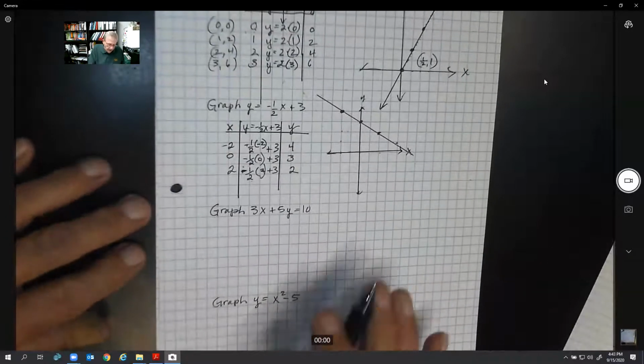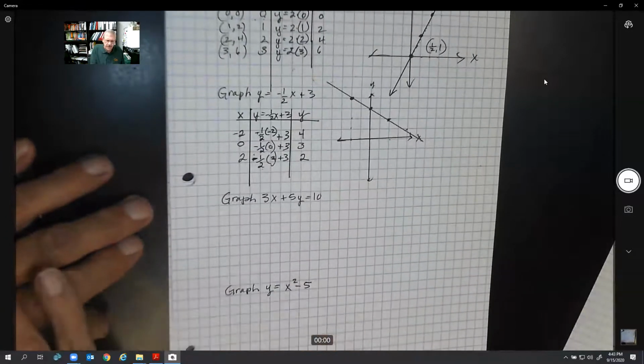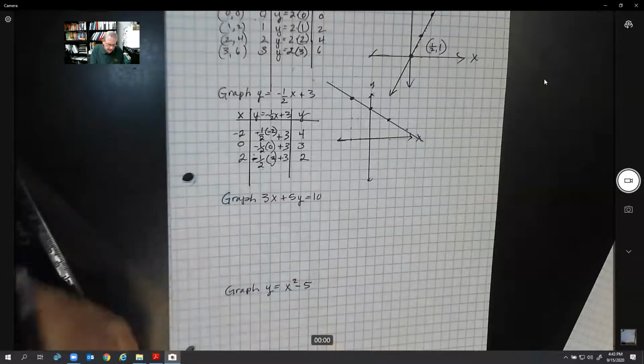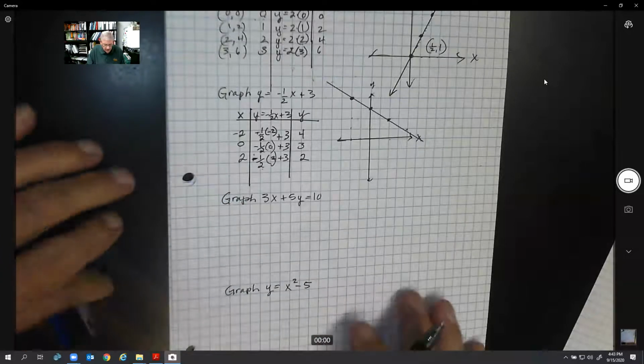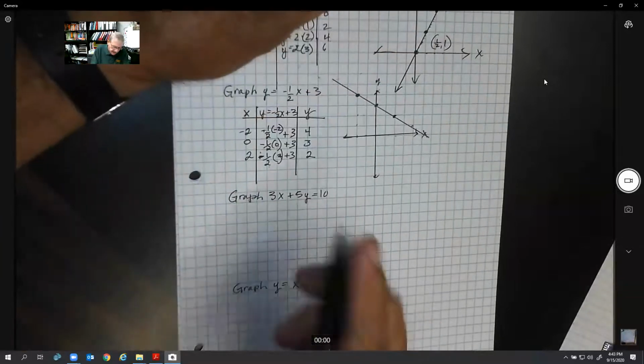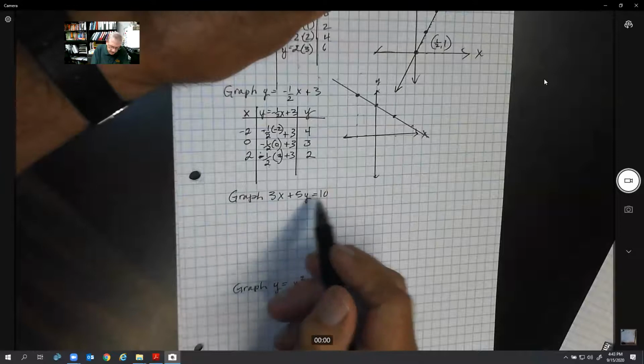All right, graph 3x plus 5y equals 10. Here's a problem that is a little trickier to make the table because the x and y are on the same side. We can use a method called intercepts, but I'm going to show you how we normally graph this, and that's to rewrite it in terms of y.